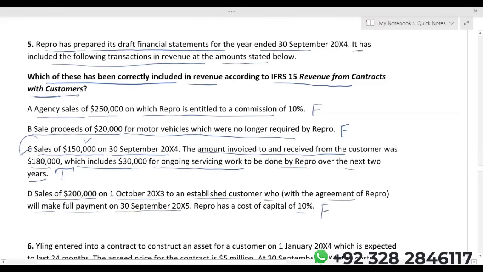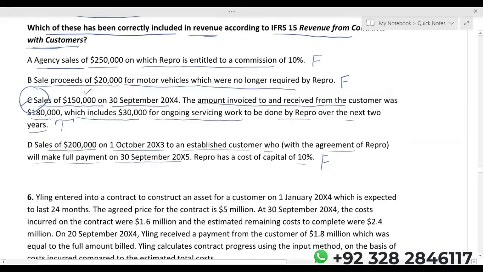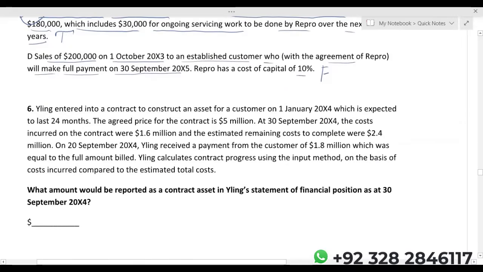So logically, this question, option C is correct. Okay. What amount would be reported as a contract asset in Yielding's statement of financial position at 30th September X4?